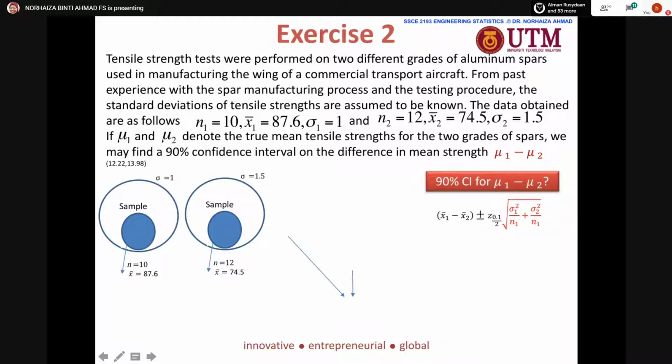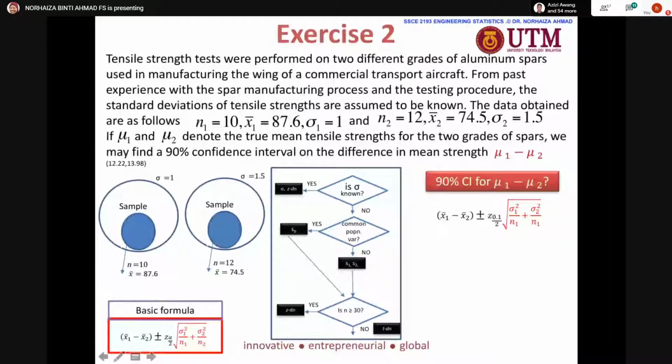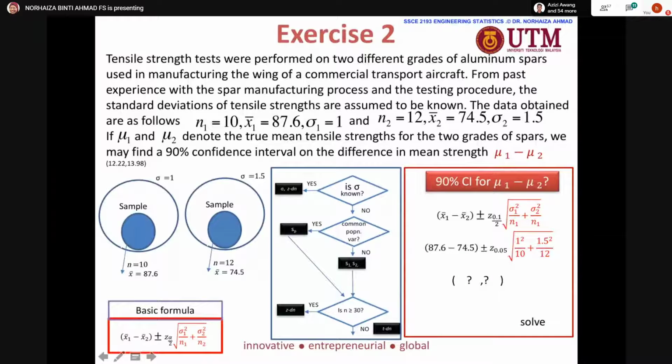So in this case, since we know sigma, you can just use the basic formula, plug the values in and solve. Yeah, I'm looking at the question somebody has posted. Is it always easy to pick info from the question? Well, you need practice. Yeah, Ali, you need practice for that one.